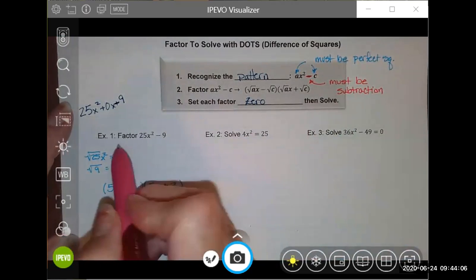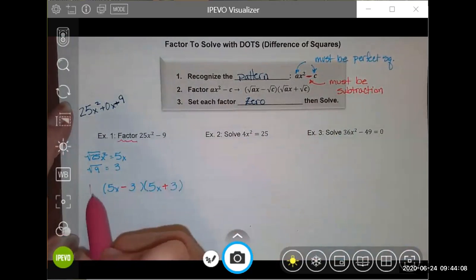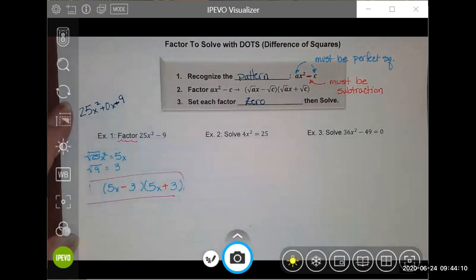Notice this says factor. So once I've done this step, I'm done. I don't need to set it equal to 0 or solve baby equations because I was only asked to factor. There is no equal sign.